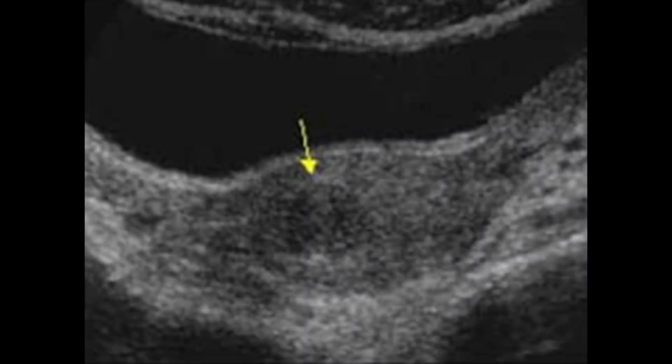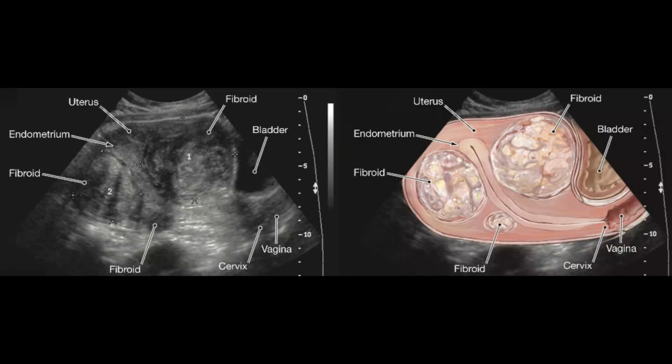Here is another myometrial fibroid. You can see it also appears hypoechoic and is well within the myometrium of the uterus. And in this case, we are looking at the transverse image of the uterus. Now, this image is showing large myometrial fibroids.